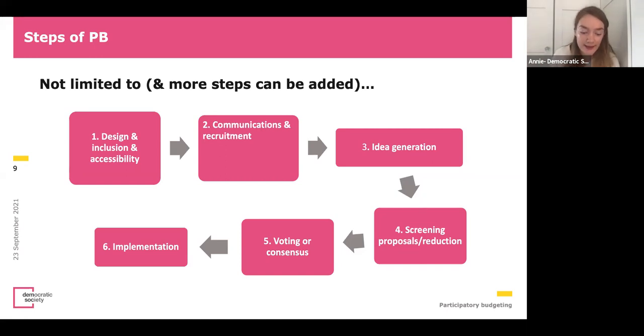Voting or consensus. So this is how the final decision is made on the proposals, and which proposals should be implemented. And I believe we've got a workshop going into more detail on that next week as well. Obviously the final stage, implementation. So how proposals are implemented, but how the community are also given feedback on how they've been implemented and the progress that has been made. So that's really important, to give that feedback loop to people.